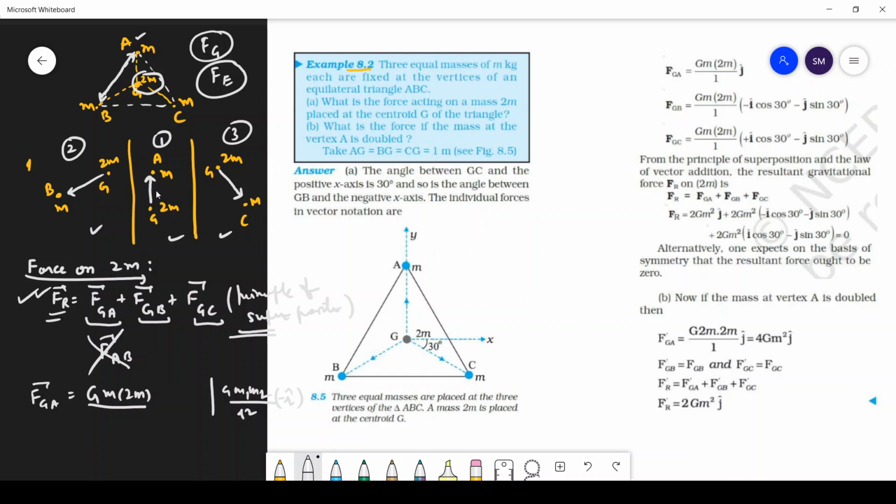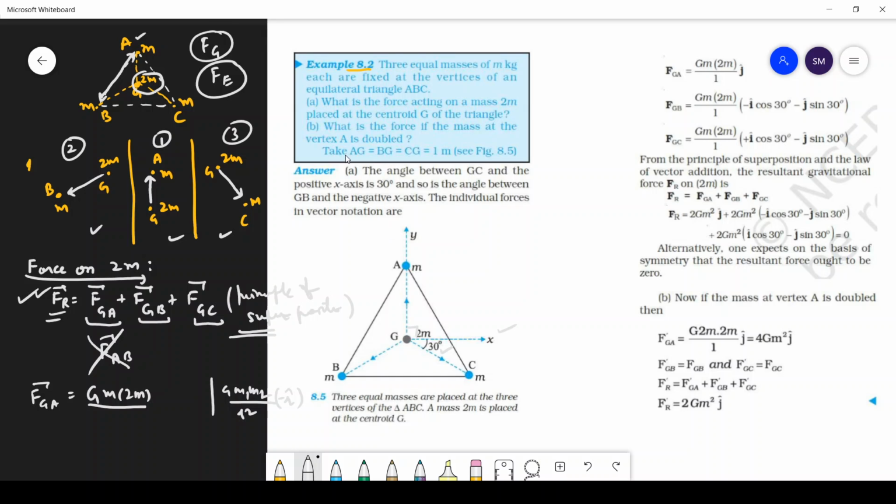So the distance between them, all these distances are the same. So how much is the angle over here? Look at this figure. This is 360. So 360 is divided in 3 equal parts. So one angle is 120. This is 90. So this angle is 30. So this is our positive axis. This is angle 30 degree.